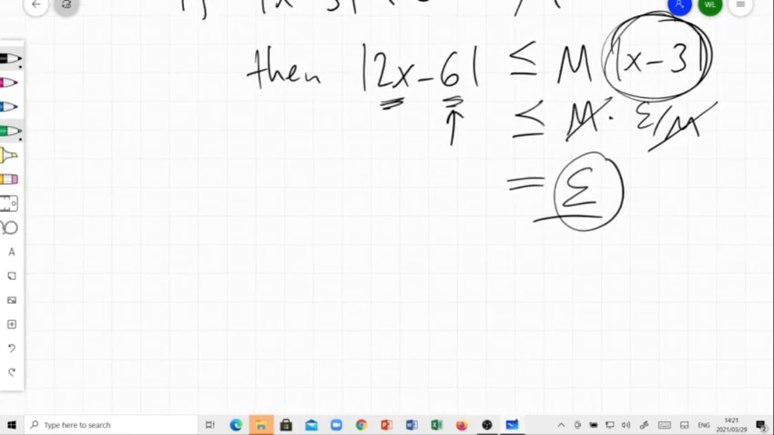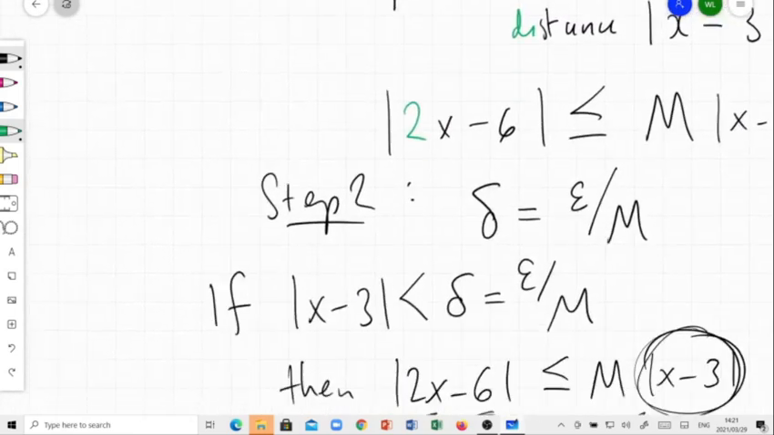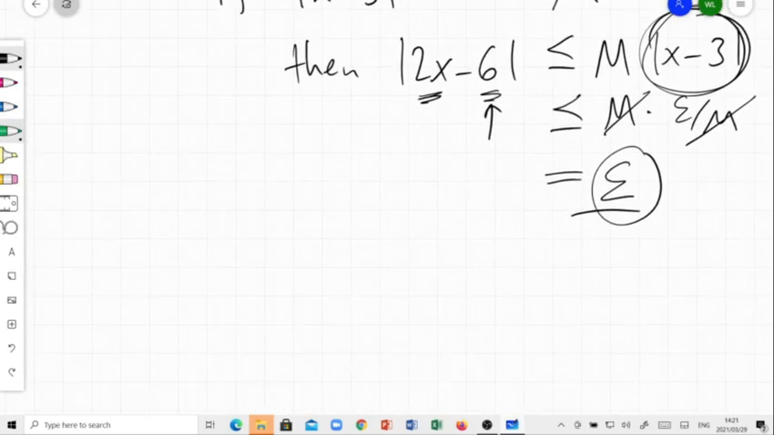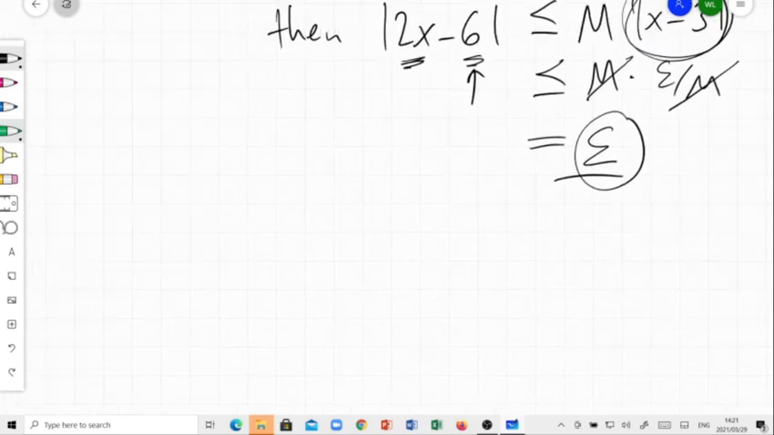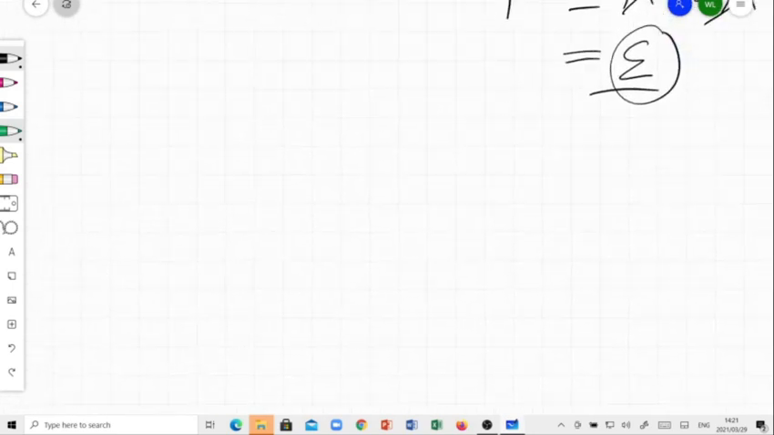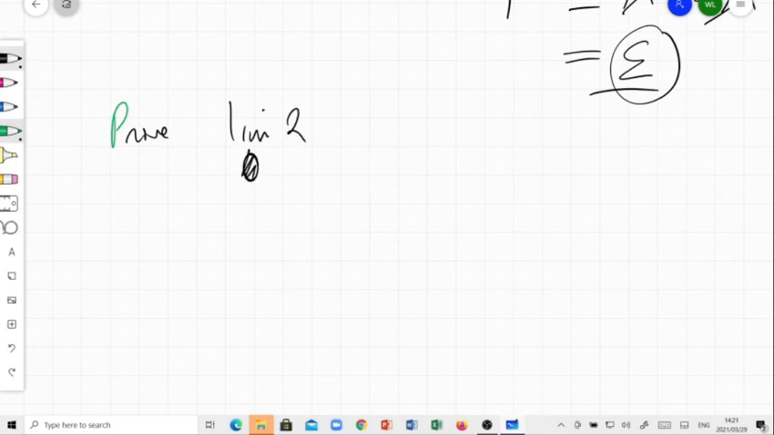Right. So what we're now going to do is that's the overall strategy that you use for all questions. So let's actually do it then. Okay. So let's say you get a question. Prove that the limit at 3 of your doubling function is equal to 6.